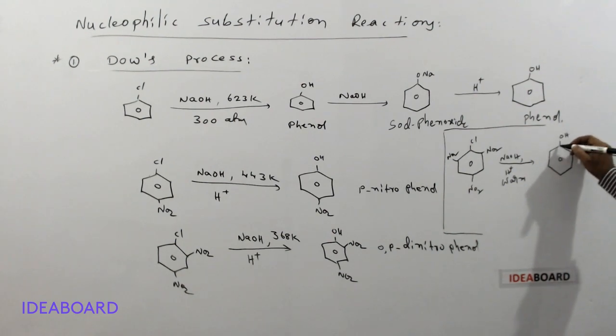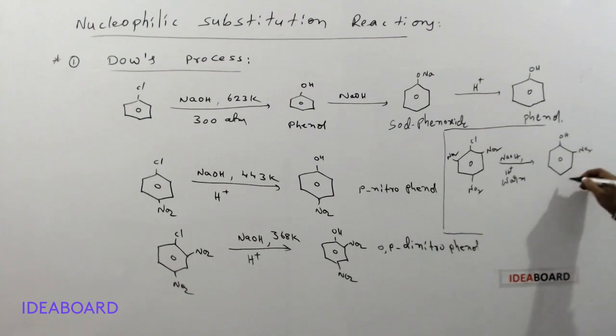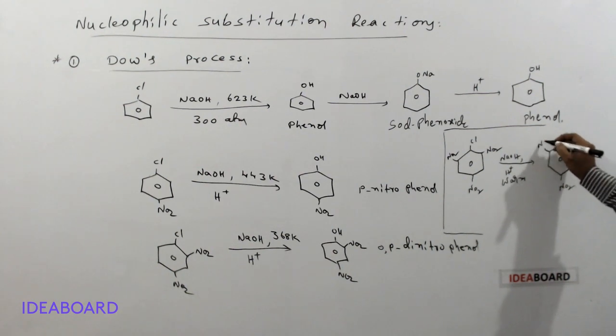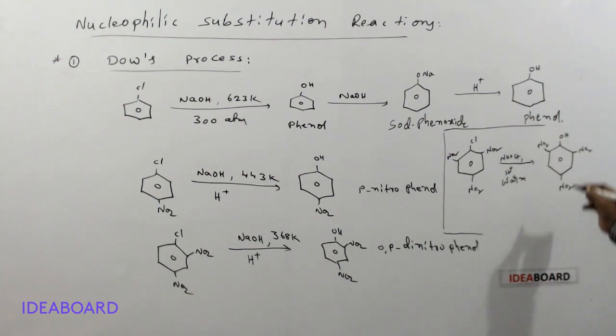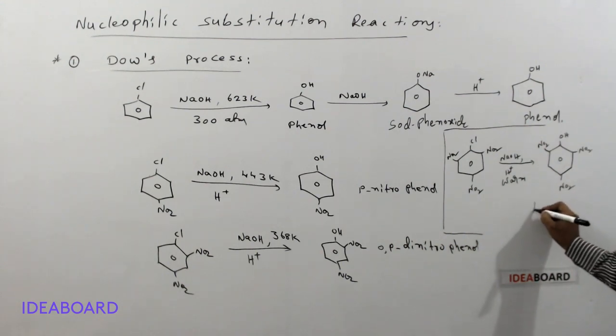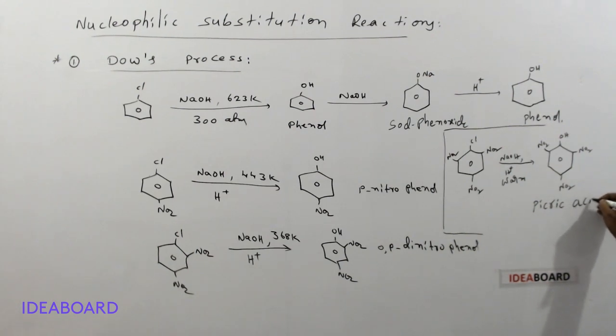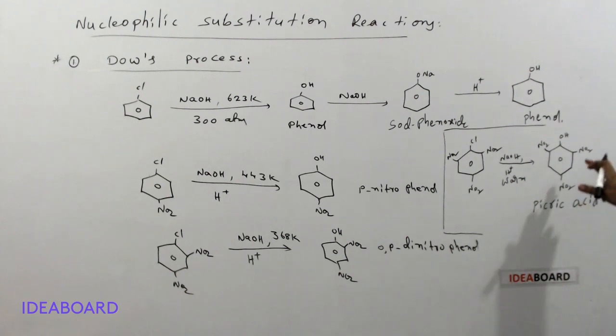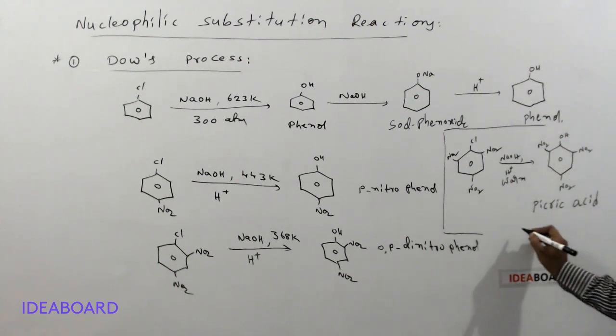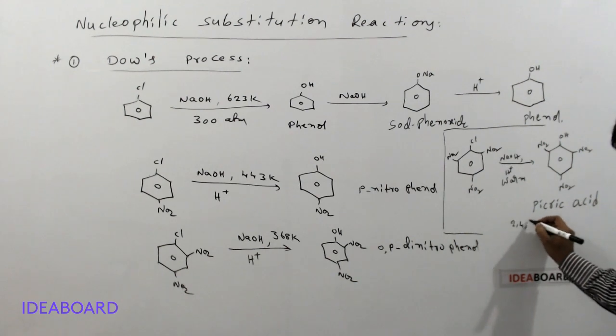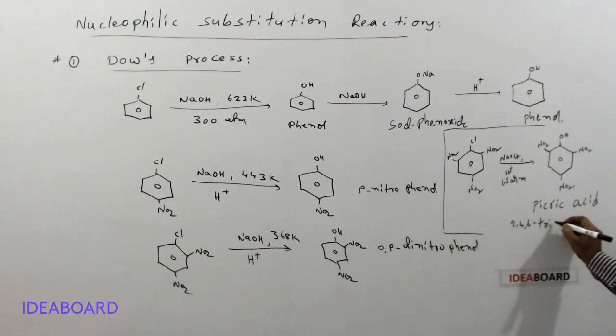Here the OH group, and here NO2, no change. Here also the NO2 group, and here also we are getting the NO2 group. This is called trinitrophenol, or simply picric acid. Okay, this is called 2,4,6 trinitrophenol, or picric acid.